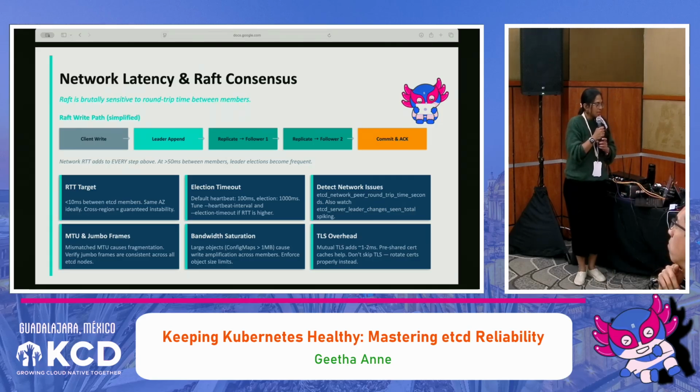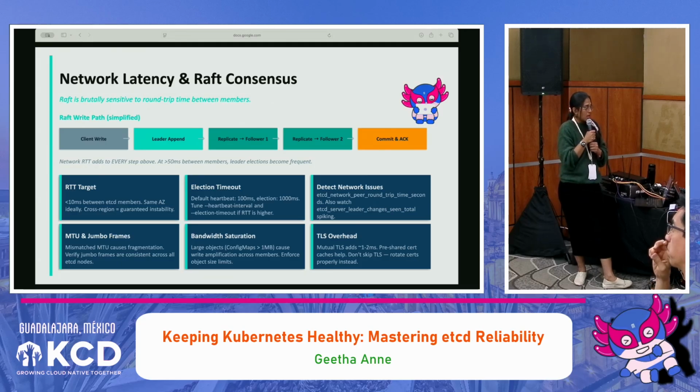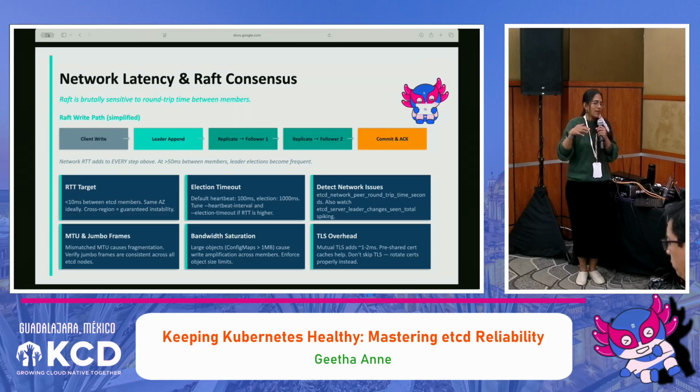Next one is kind of my favorite, which is network latency and Raft, and the whole confusion around it. Raft is actually very beautiful, but it's also very sensitive to network conditions. What I've learned over the years is that every write from an API server to etcd goes through a rigorous process that I'm showing on the screen, where the leader appends the write ahead log and then sends the RPC call to all followers, and waits for the quorum to acknowledge, as I said before, and then the commit happens.